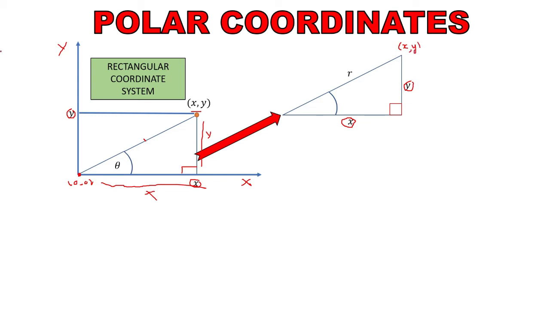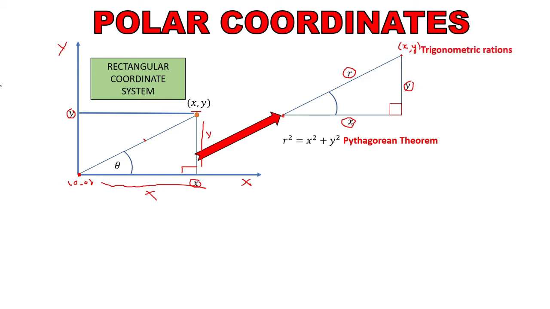When you connect this (0, 0) with the point here, you have the segment r. Now, using the Pythagorean theorem, r is the hypotenuse, and x and y are the legs. Using the Pythagorean theorem, you have r squared is equal to x squared plus y squared.